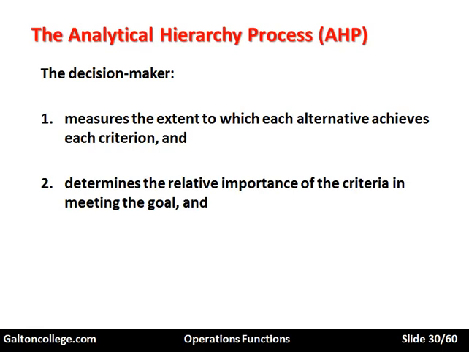Then determine the relative importance of the criteria in meeting the goal. How important are these criteria, the efficiency of the car, the appearance of the car, how important are these in meeting the goal? The goal is to, let's say, select the best car to purchase. That's the goal. It's a straightforward goal. We have different criteria: efficiency, cost, safety, and so on. How important is each one of these criteria in determining the goal? The goal is to get the best car.